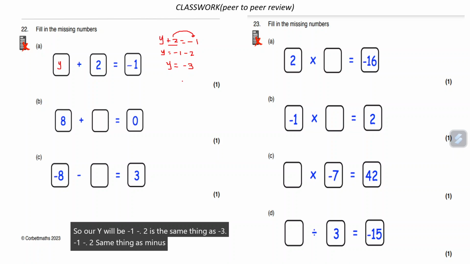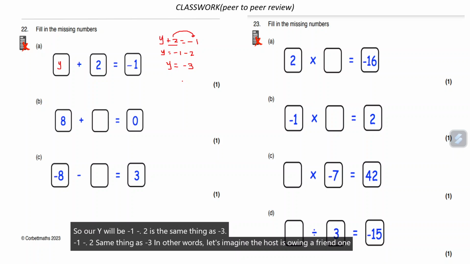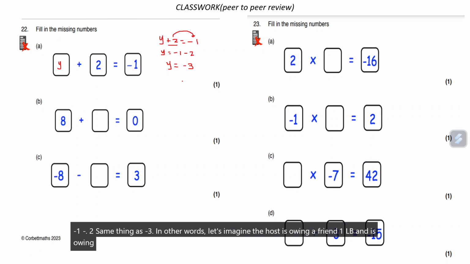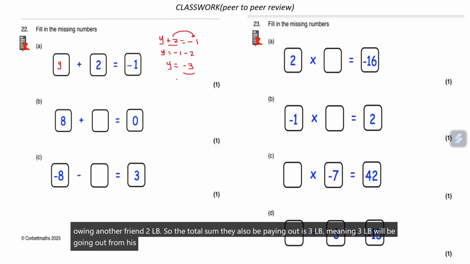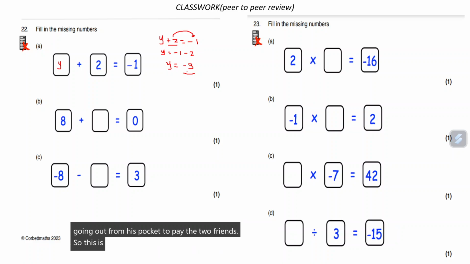In other words, let's imagine the host is owing a friend £1 and is owing another friend £2. So the total sum the host will be paying out is £3, meaning £3 will be going out from his pocket to pay the two friends he owes. So this is the first step, this minus 3.